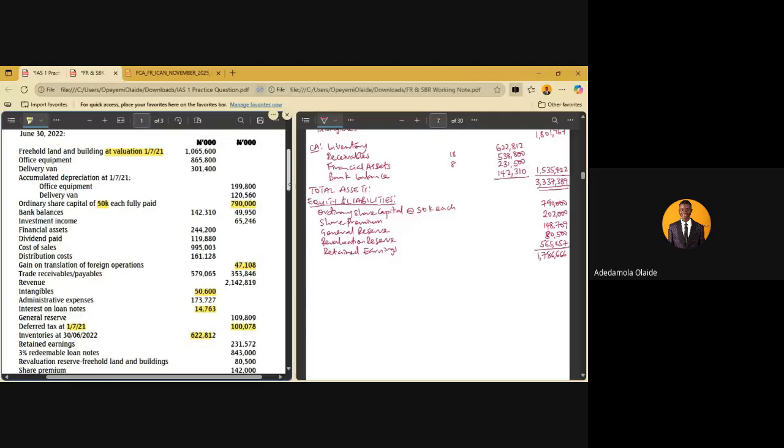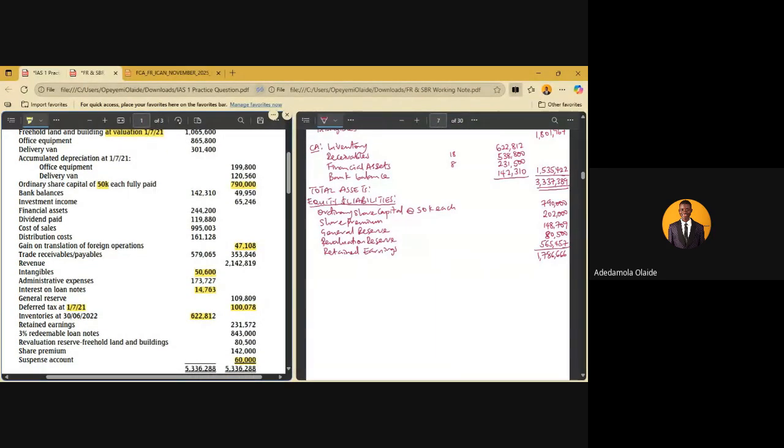Having done all of that, we can now go to non-current liability. We have 3% redeemable loan notes.